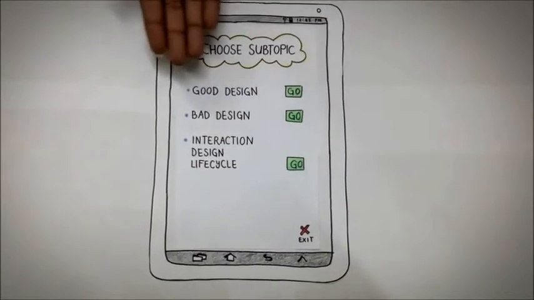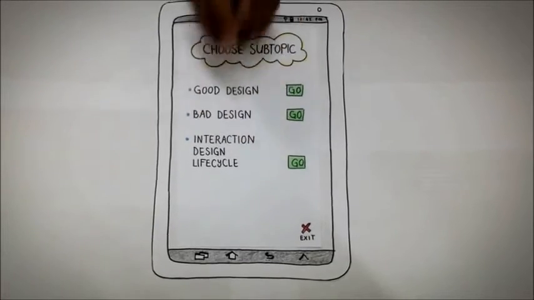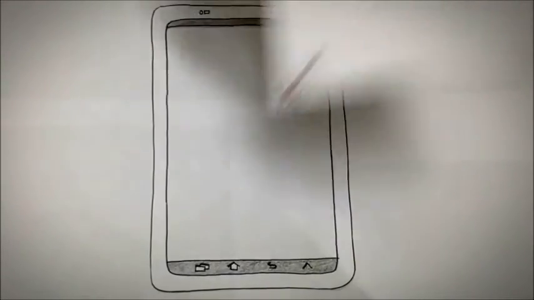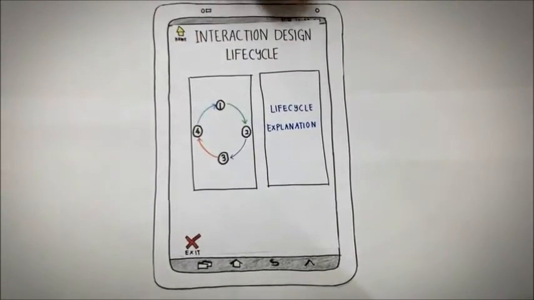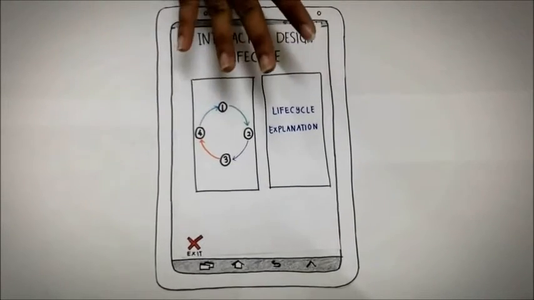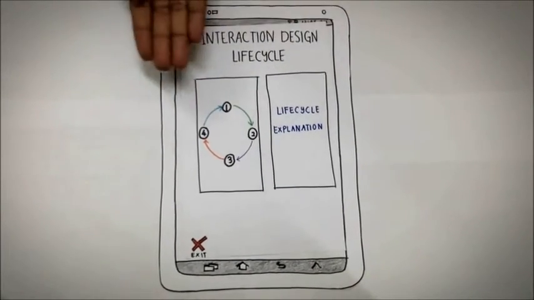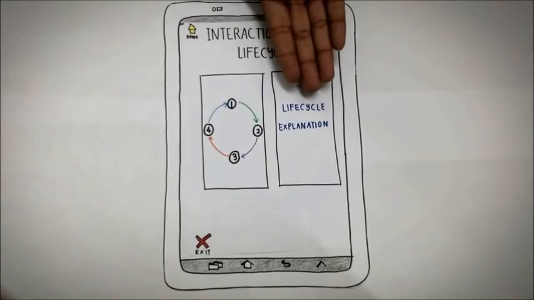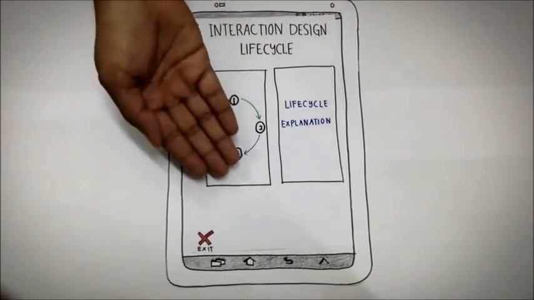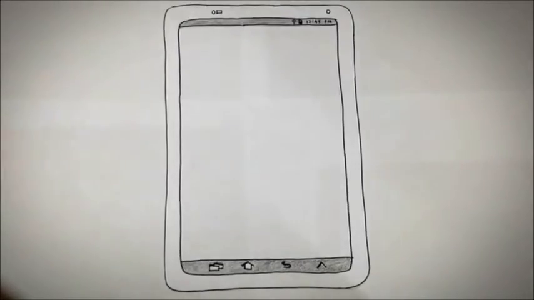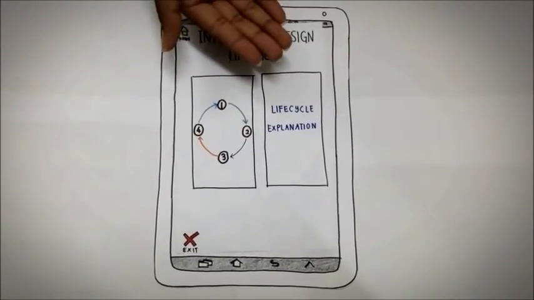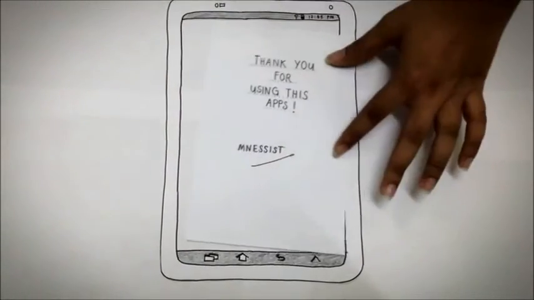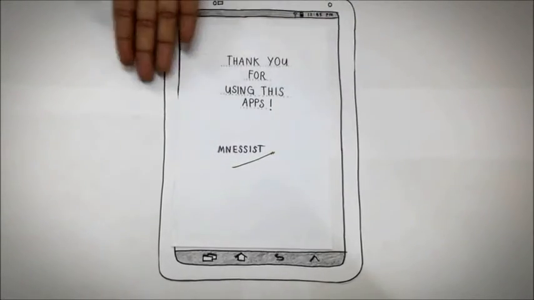Now, we will navigate you to Interaction Design Life Cycle. Click on the Go button. Ding! Interface for Interaction Design Life Cycle. There are 4 phases of the Interaction Design Life Cycle. If you want to know one of them, you just click on the first button and the explanation will be on this side. Same goes for button 2, button 3, and button 4. To exit the Mnessist application, just click on the Exit button. Ding! Thank you for using this application.